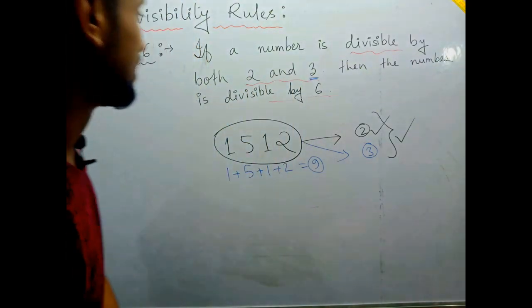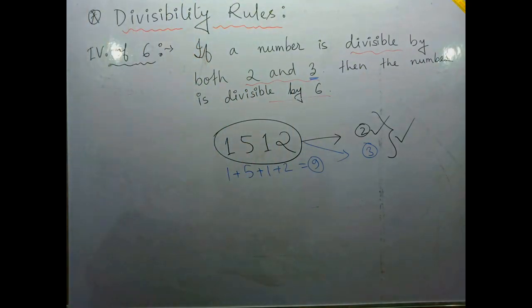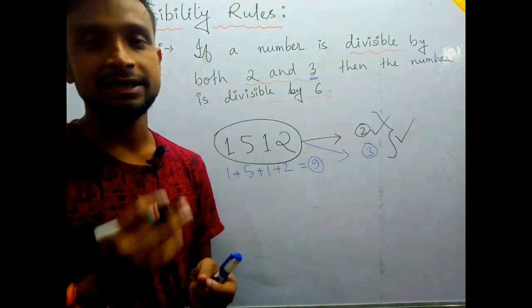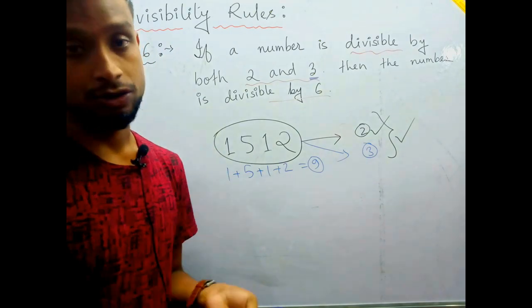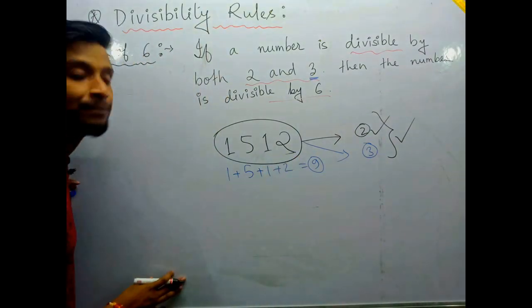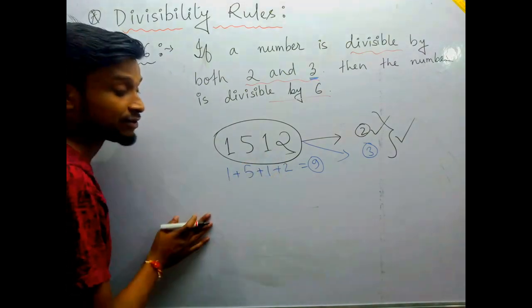Okay, so for the divisibility rules of 6, you just first check whether it is even or odd. We just check the last digit to know; if it is even, just check for 3 only.